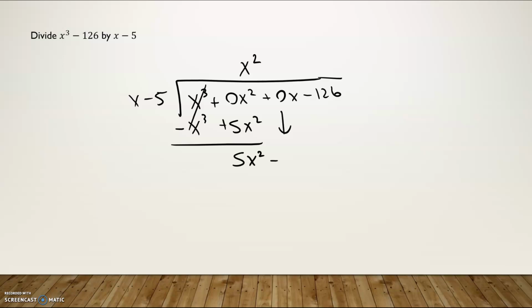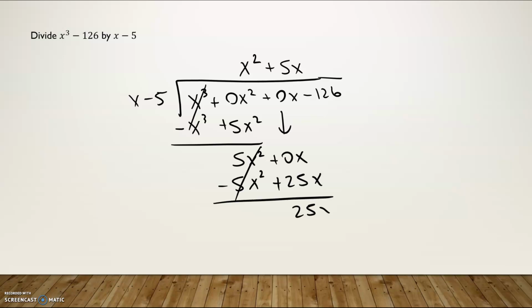Bring down the 0x. Make these look alike. So plus 5x. Okay, so 5x times negative 5 is negative 25x, and then 5x squared. Change the signs. Those go away. 25x. Bring down that negative 126.